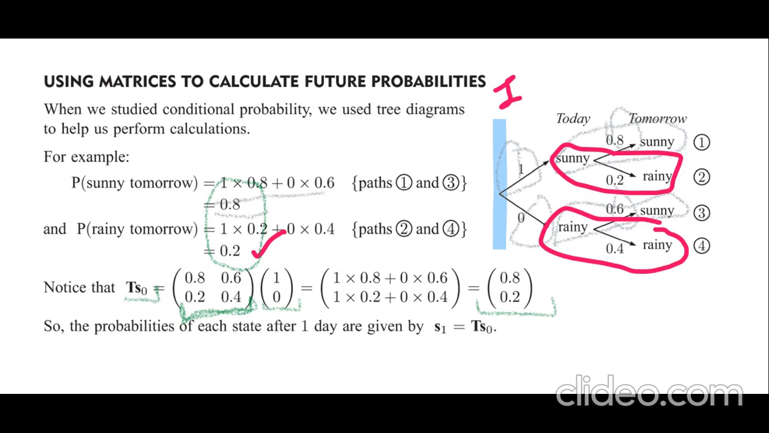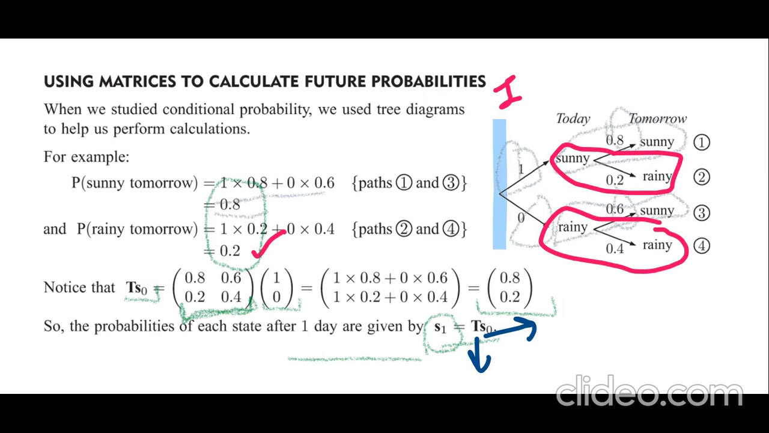So the probabilities of each state after 1 day is given by S1 is equal to TS0. So if you want to find out how it will be tomorrow, you can multiply the transition matrix with the initial matrix. This T is for the transition matrix, and the S0 is for the initial matrix. I hope you guys understood this much.